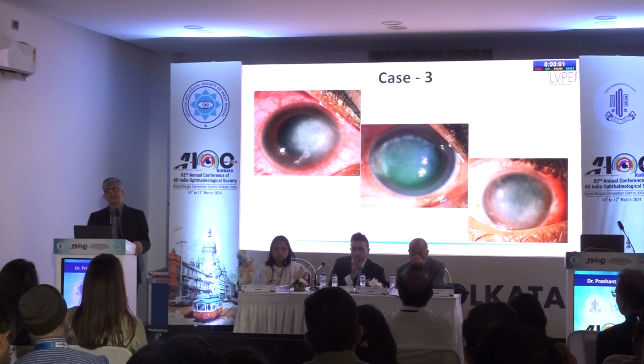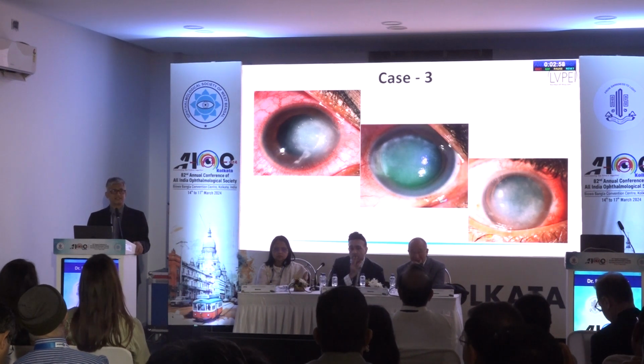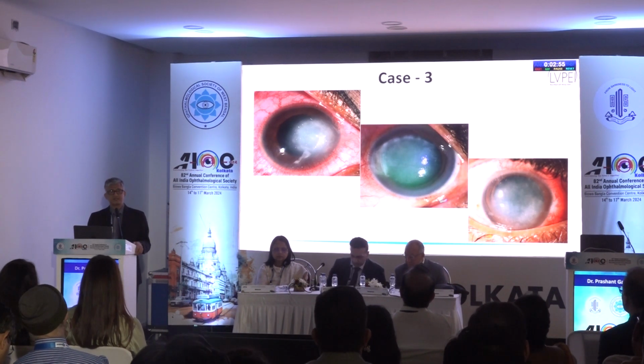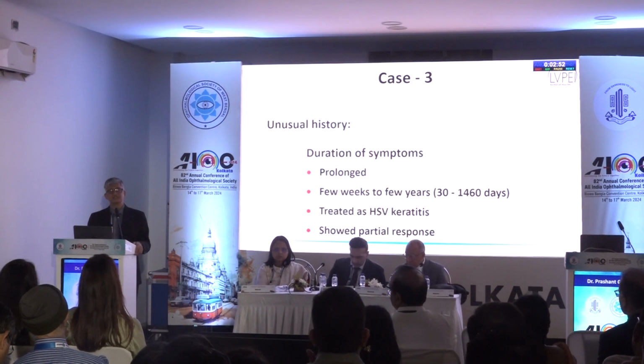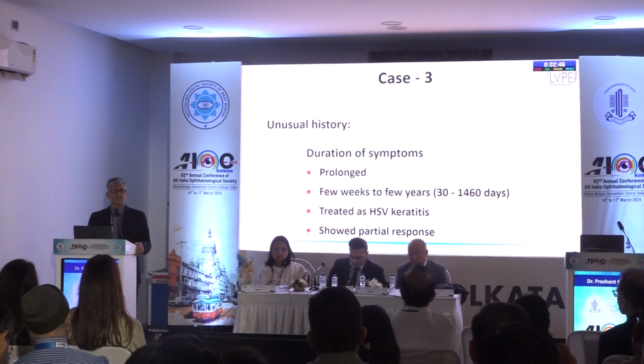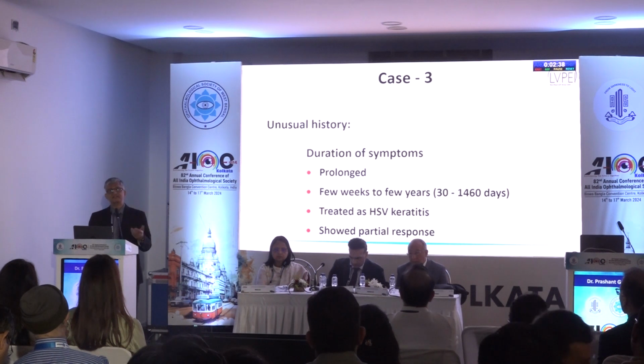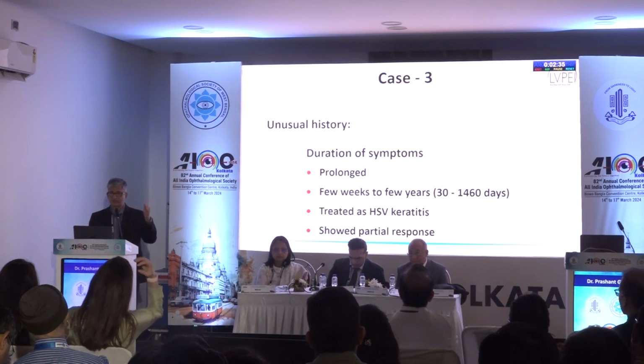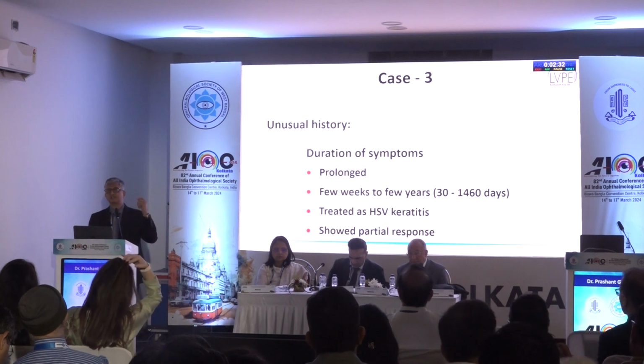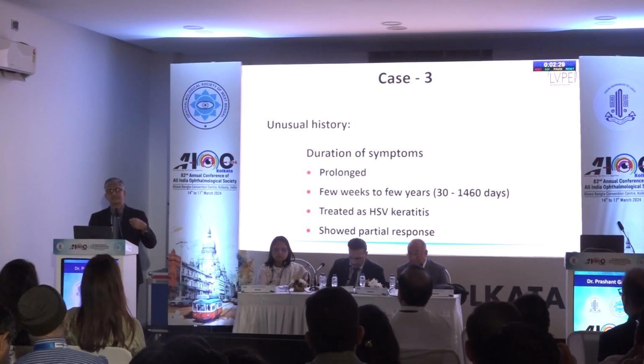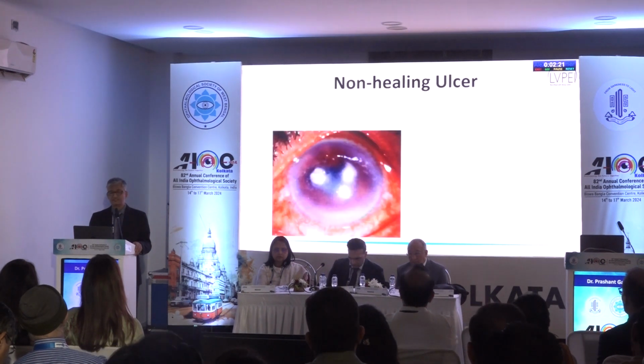Let me give you another series of 3 patients who again presented with a circumscribed corneal edema. And in all these 3 patients, the characteristic or unusual history was that they presented to us with a history ranging from weeks to months, and some of the patients presented with a history of several years. They were treated as herpes simplex virus keratitis, corticosteroid started, initial response, and then as the corticosteroids were tapered, they started showing worsening again. So they were not off the steroid for a long period of time, and they did not get a complete remission of the disease.